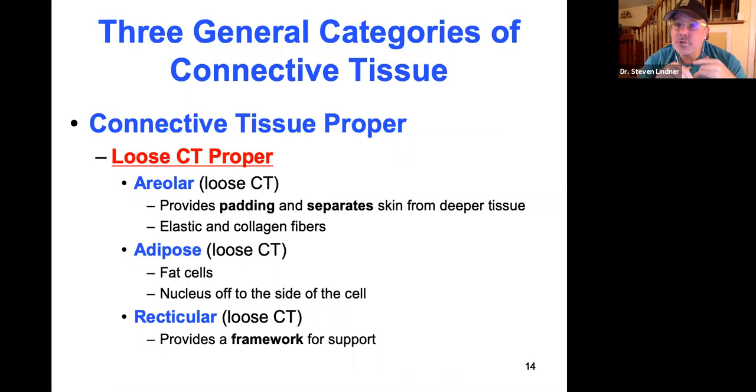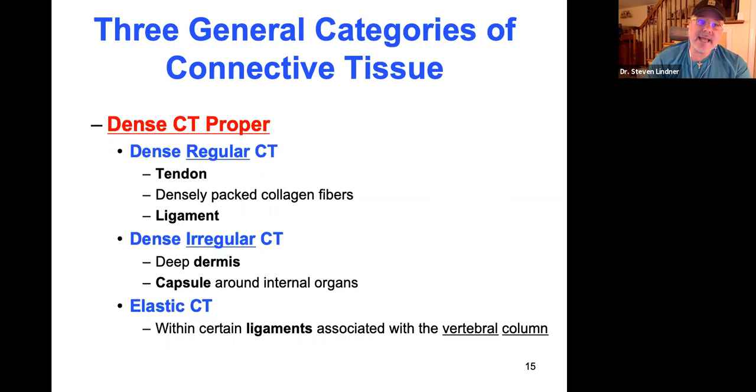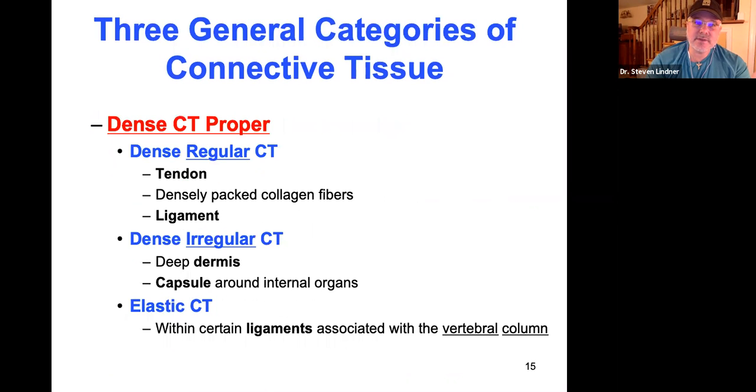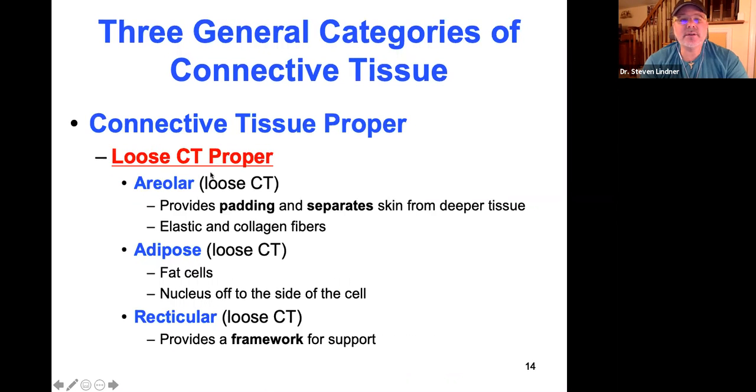We have something called loose connective tissue. Now, if there's loose connective tissue, there's going to be dense connective tissue, right? Loose and dense, loose connective tissue and dense connective tissue. So let's look at loose connective tissue.